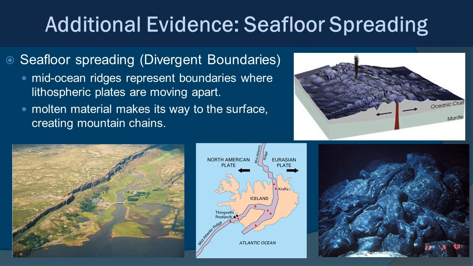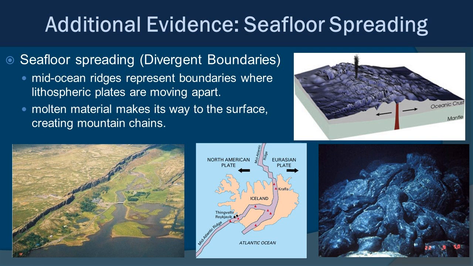Now, of course, with new data and new concepts, we have additional evidence to support plate tectonics. The first is seafloor spreading. One of the key features we uncovered as we mapped the ocean floor were these gigantic long mountain ranges called mid-ocean ridges. These ridges form what we call divergent boundaries, where the two plates are moving apart. As they move apart, molten material makes its way to the surface, creating these mountain ranges and new seafloor along the way. There is actually one place where a mid-ocean ridge comes up on land, and that is in Iceland.